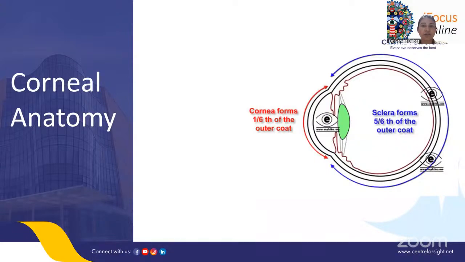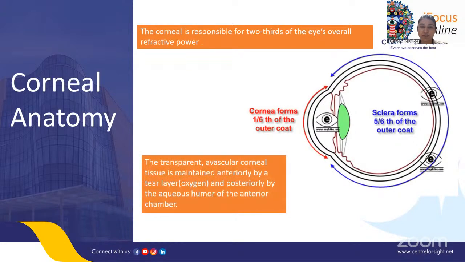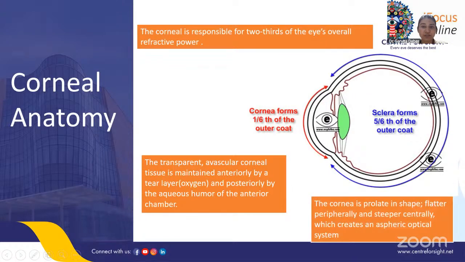So as we know, cornea forms the first 1/6 of the outer coat, while the sclera forms the 5/6 of the outer coat, and it is responsible for 2/3 of the eye's overall refractive power. It is a transparent avascular structure that is maintained anteriorly by a layer of tear film, which is the supplier of the oxygen, and posteriorly by the aqueous humor from the anterior chamber. Further, cornea is prolate in shape, which implies that it is flatter in the periphery and steeper centrally, and it creates an aspheric optical system.